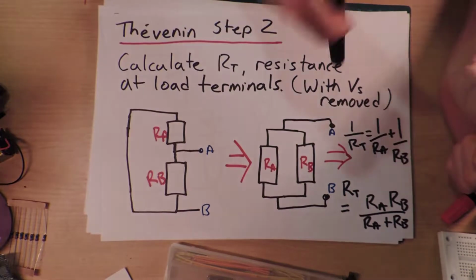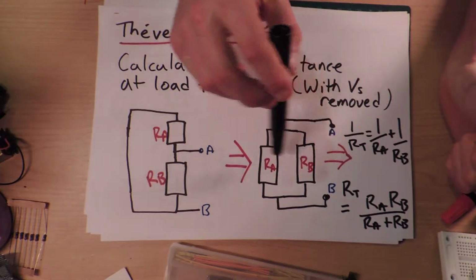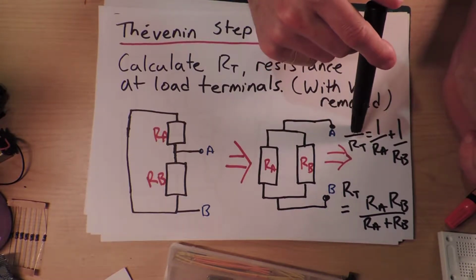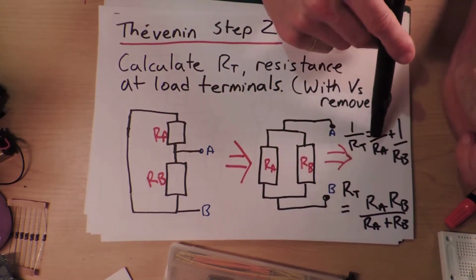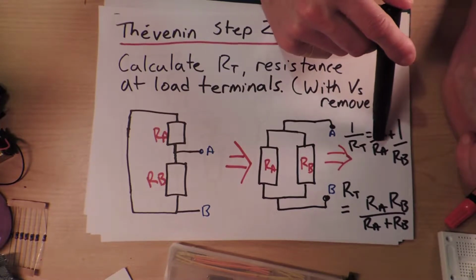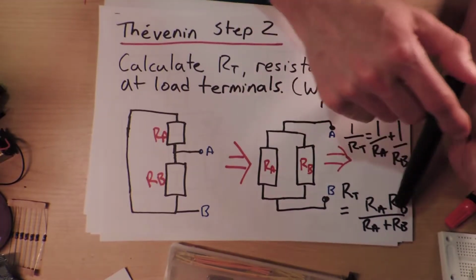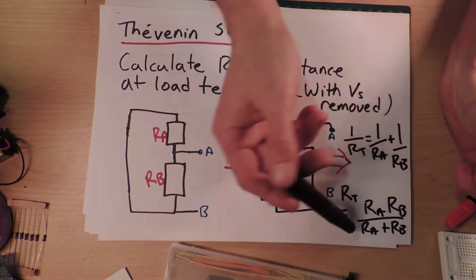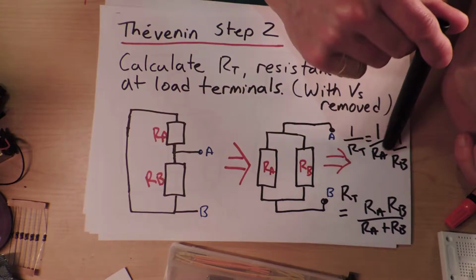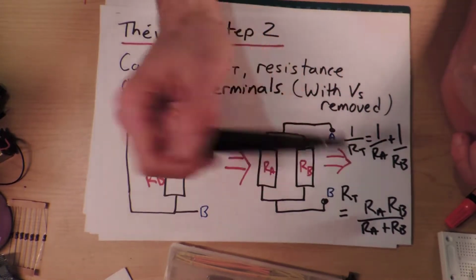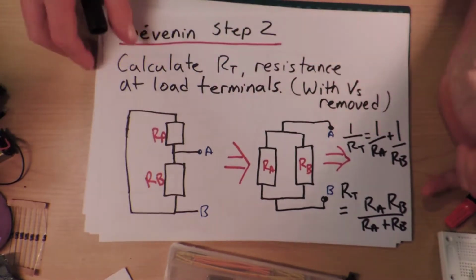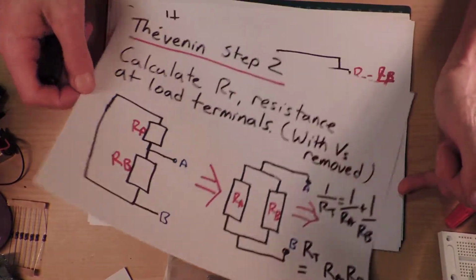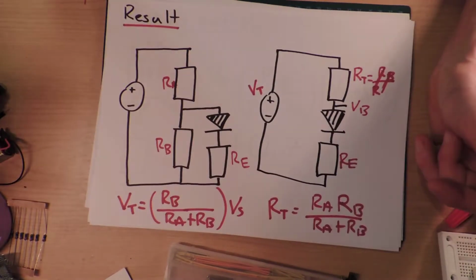It's just standard resistances in parallel. So 1 over RT, which is the resistance through here, is equal to 1 over RA plus 1 over RB. So RT equals RA times RB over RA plus RB. It's a standard formula. You can work it out from that, or just know it by heart. I worked it out from that. This doesn't work if there are more than 2 resistances; there isn't a nice simple equation for that.